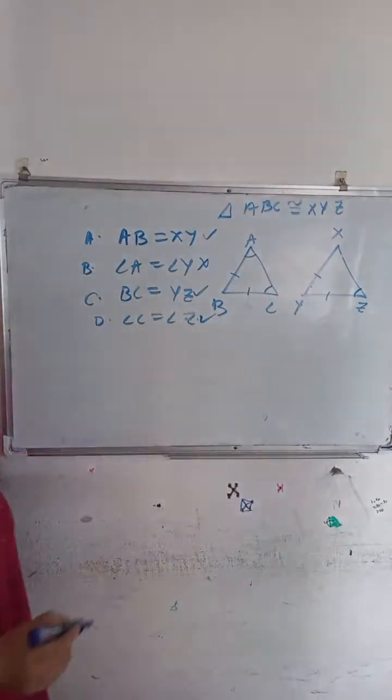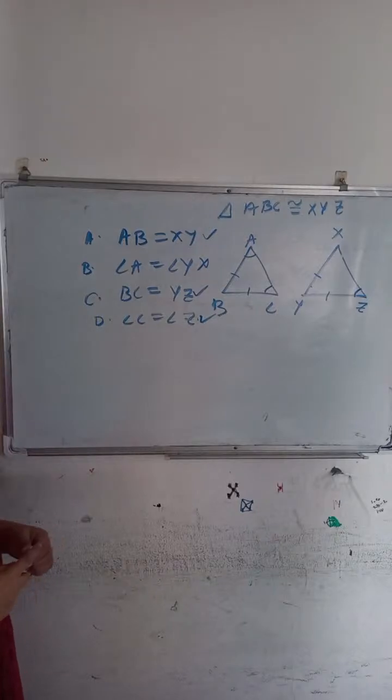Okay, but which is not correct? Option B, which is not correct. So A and Z are not equal over here. Can you get it? So very simple questions are there. We have to attempt it properly. Okay, copy this.